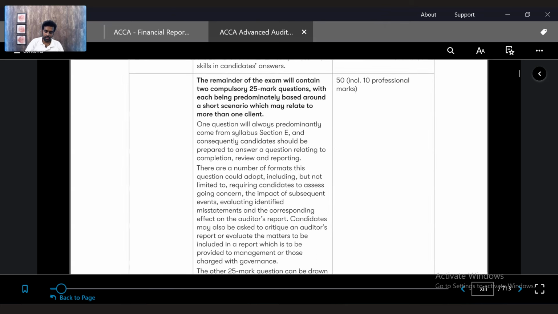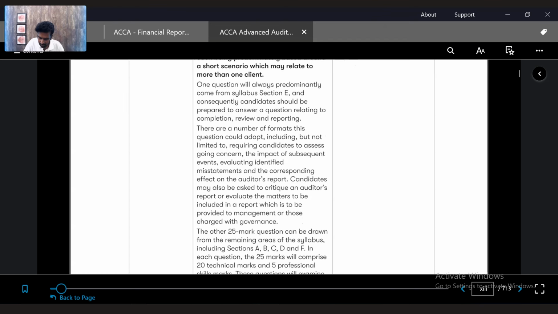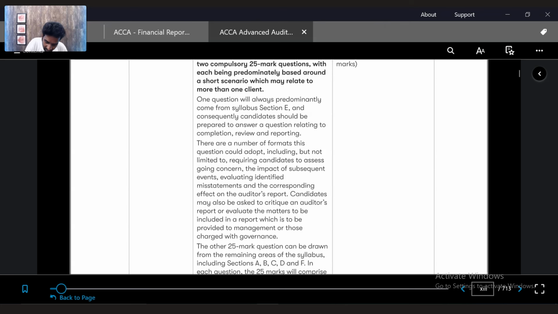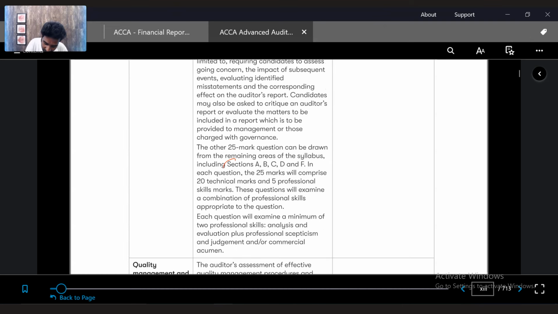Then section B is the remainder of the exam, which will predominantly come from one question mainly from section E of the syllabus, where you will need to talk about the completion, review and reporting part. So one question is definitely from section E. The other 25 marks question can be of a broad category. It's not going to be specific to a section, but it can range from section A, B, C, D and F. Why not E is because E is already being tested in the other question.